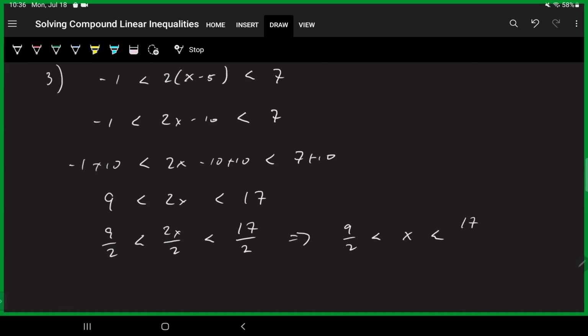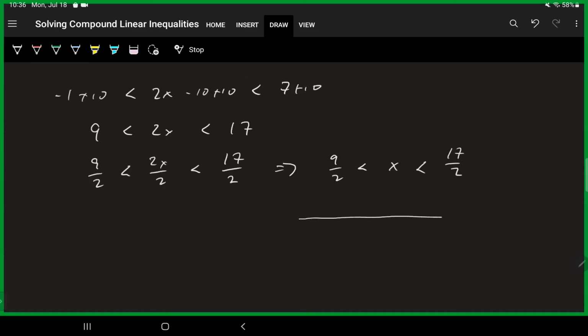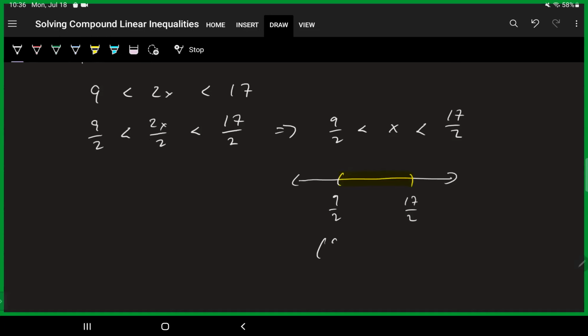And fractions are perfectly legitimate for endpoints here. And since we're dealing with a number line that we're not really making all kinds of tick marks on, all I care about is 9 halves is less than 17 halves. And so I'm shading everything in between because x has to be between those values, and that's what these inequality symbols say. And that gives me the solution set of 9 halves to 17 halves.